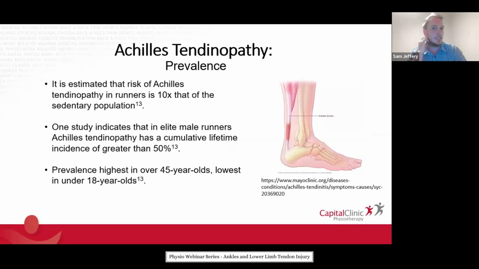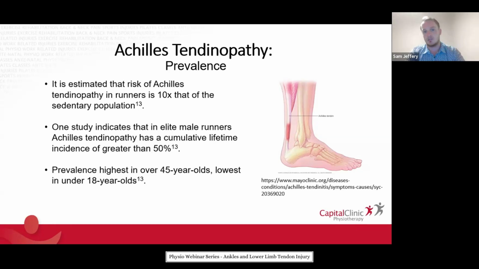Alrighty, last one is Achilles tendinopathy, and I won't keep us too much longer on these, but we see a lot of these, particularly runners. So it's estimated that the risk of Achilles tendinopathy in runners is 10 times that of the sedentary population. And that's because this is typically an overload issue that we're finding, particularly when we're seeing these kind of reactive Achilles. One study indicated that in elite male runners, Achilles tendinopathy has a cumulative lifetime incidence of greater than 50%, which again just means we're seeing a lot of these, particularly in runners.